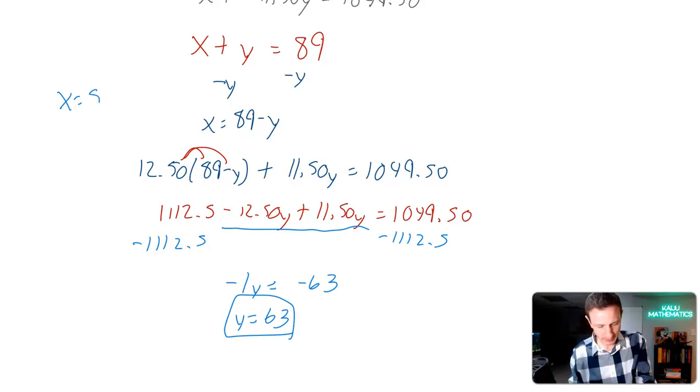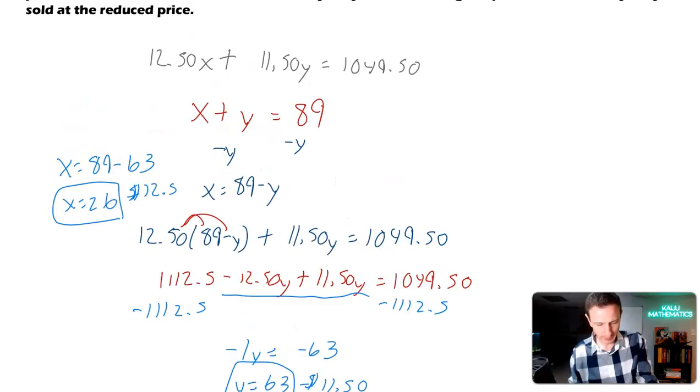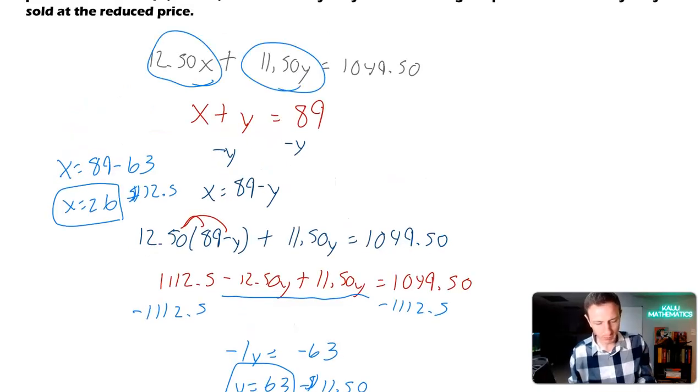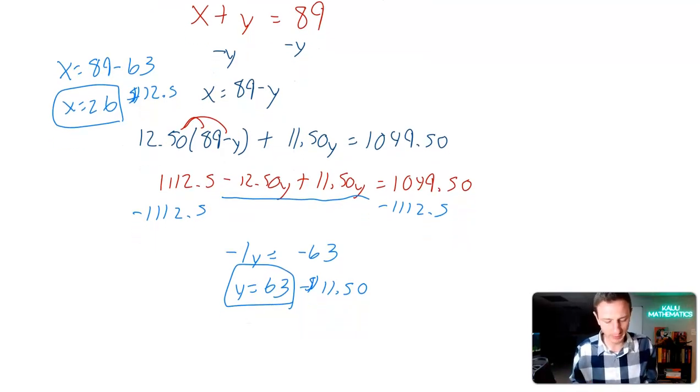So that means x is equal to 89 minus 63, which is 26. So we sold 26 items at the $12.50 price, and then we sold 63 items at the $11.50 price. Because we had the $12.50x, $11.50y, so the x was the amount that we sold at the $12.50 amount, which was 26 items, and then the $11.50 amount was 63 items.